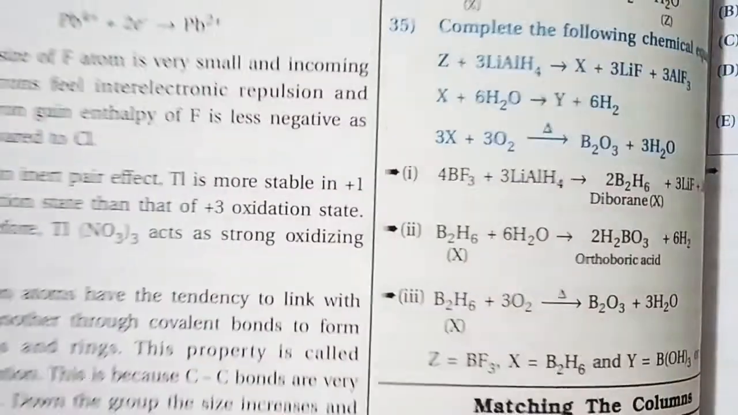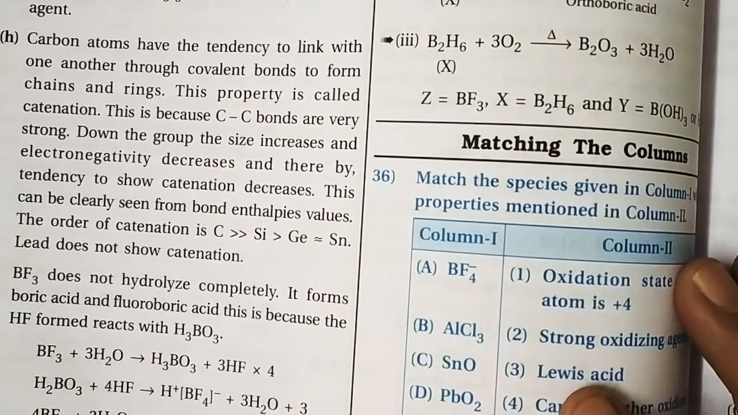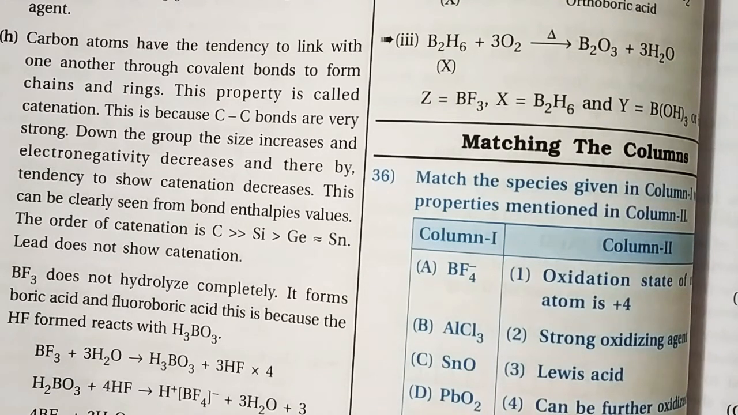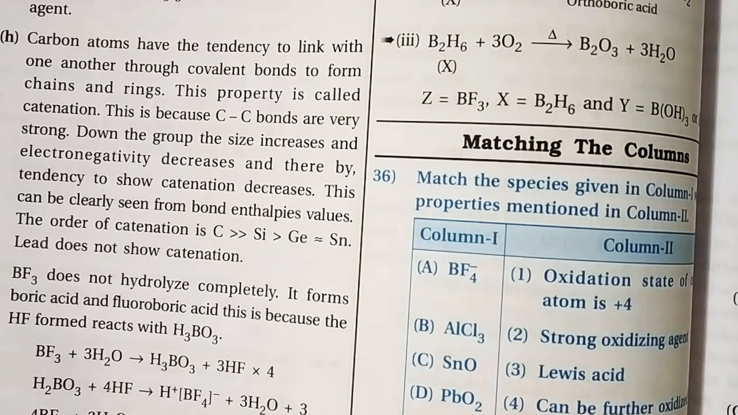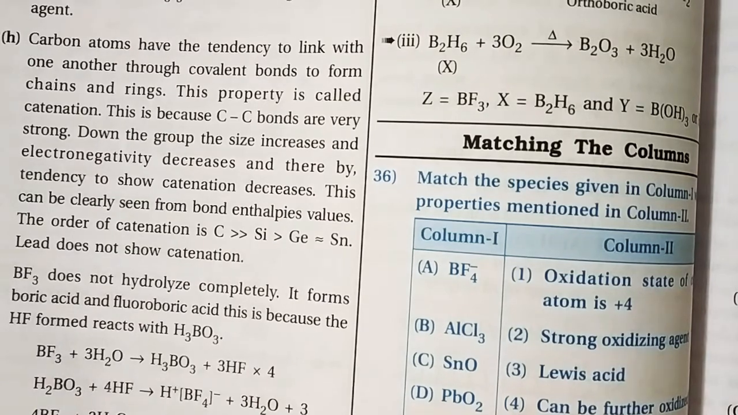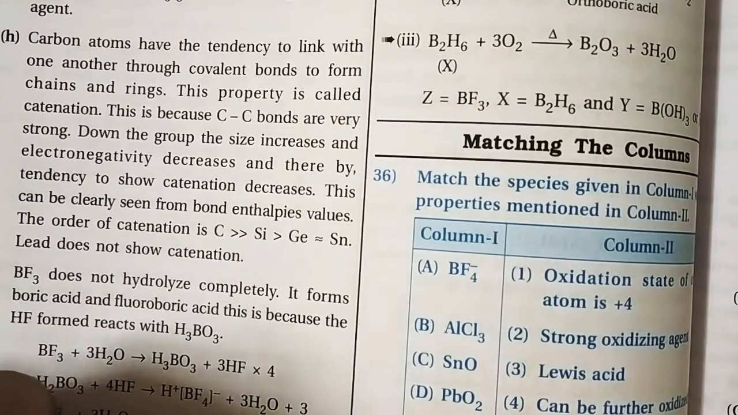H. Carbon shows the catenation property, but lead does not. Carbon atoms have the tendency to link with one another through covalent bonds to form chains and rings, and this property is called catenation. This is because C-C bonds are very strong. Down the group, the size is increasing and the electronegativity decreasing, so the tendency to show catenation is decreasing. This can be clearly seen from the bond enthalpies: the order of catenation is carbon, silicon, germanium, tin, and lead does not show such catenation.